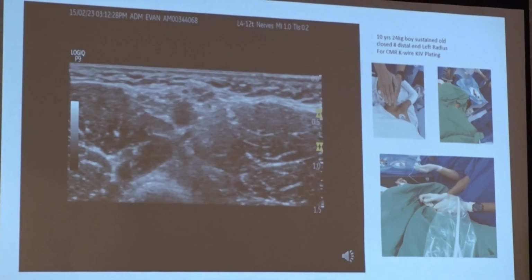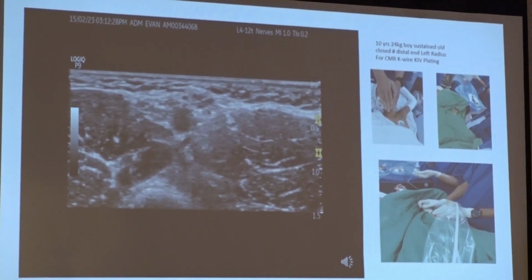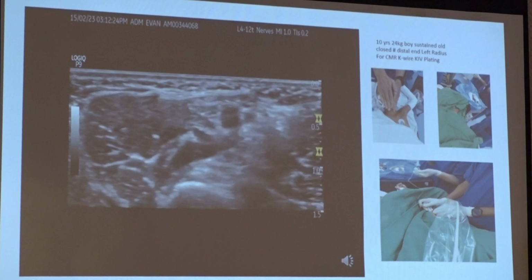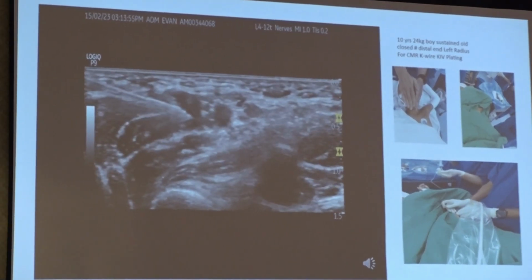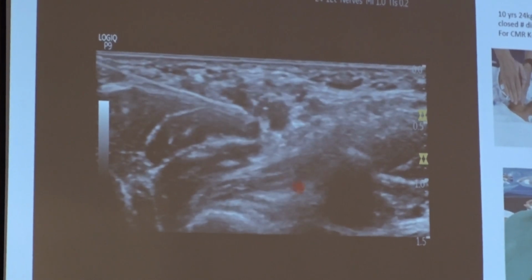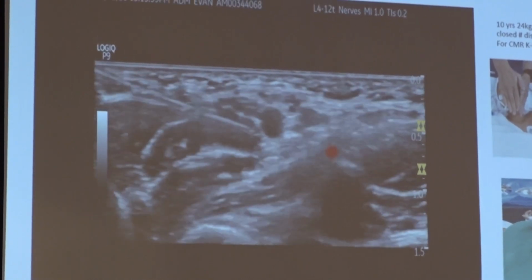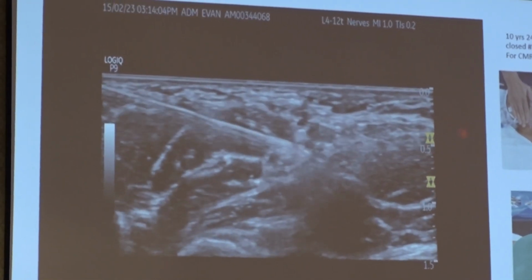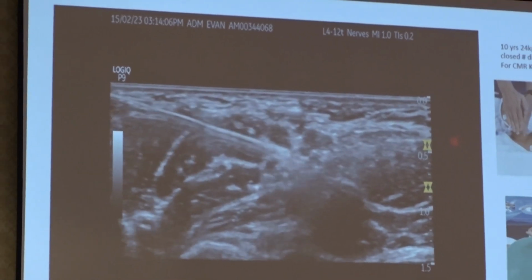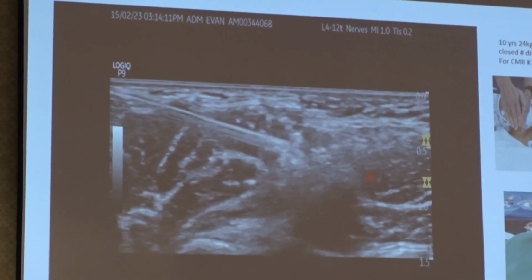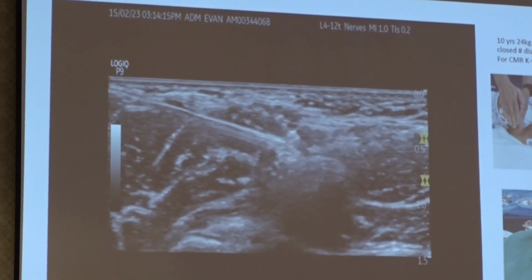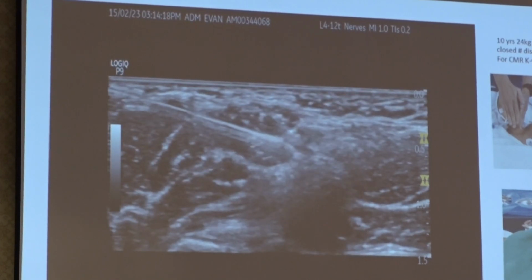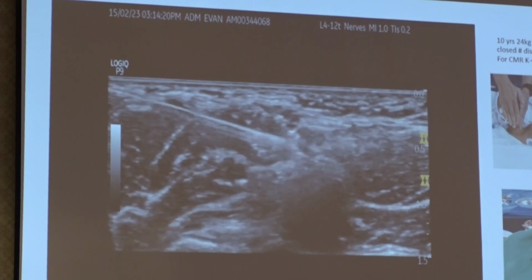This is another video. This is a perineural technique, so I'm aiming at the radial nerve. This is a pediatric patient, 10 years old, 24 kilo boy with closed fracture distal end radius for CMR and K-wire fixation. This patient, for information, has been anesthetized. I'm using a lower concentration, 0.2% ropivacaine.